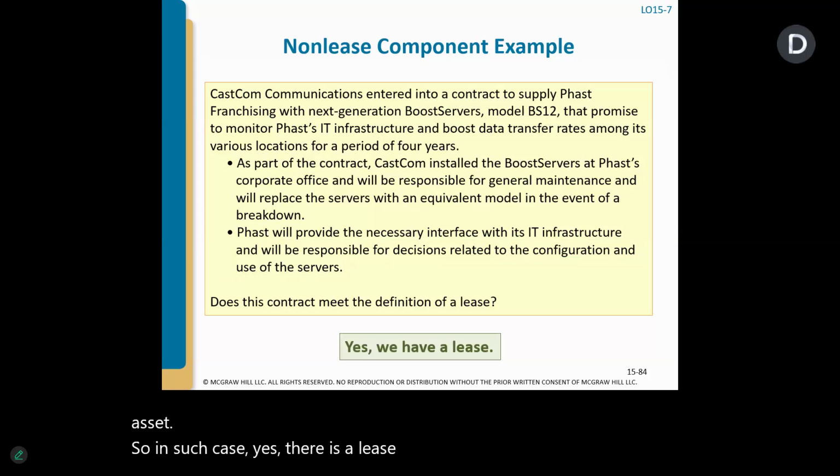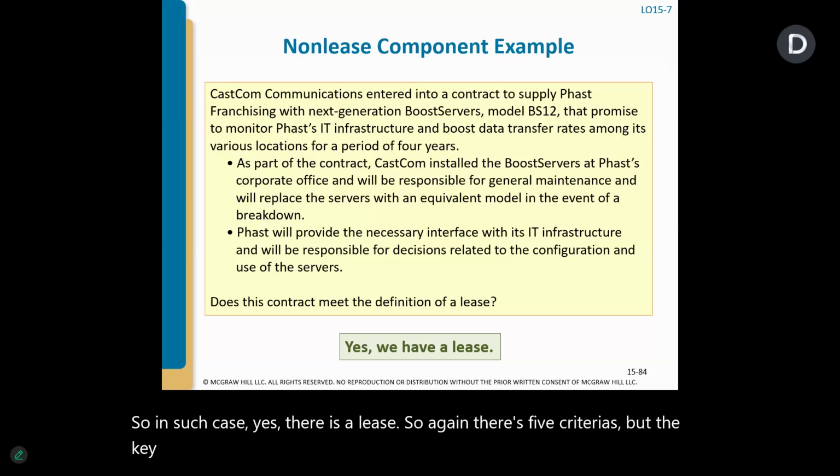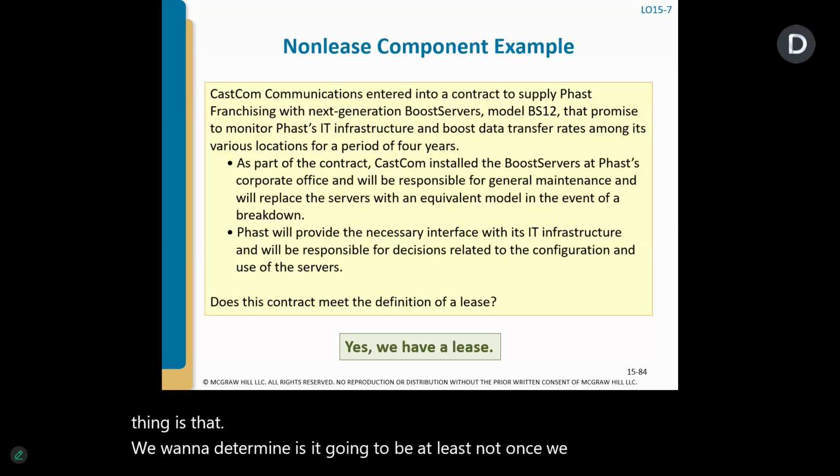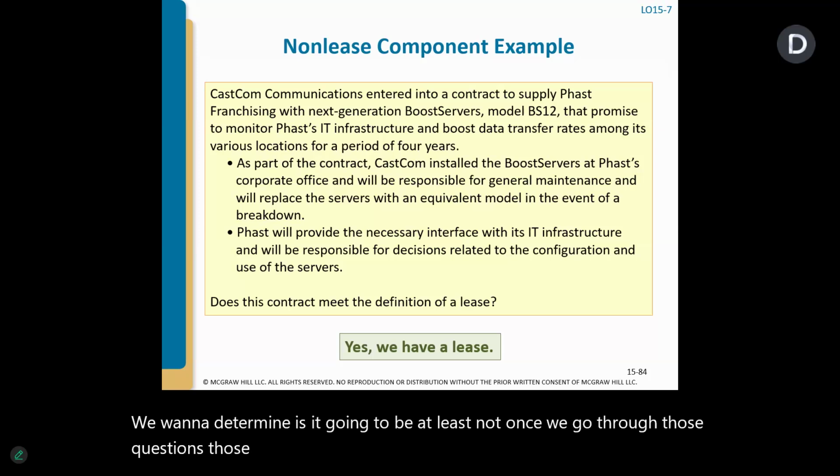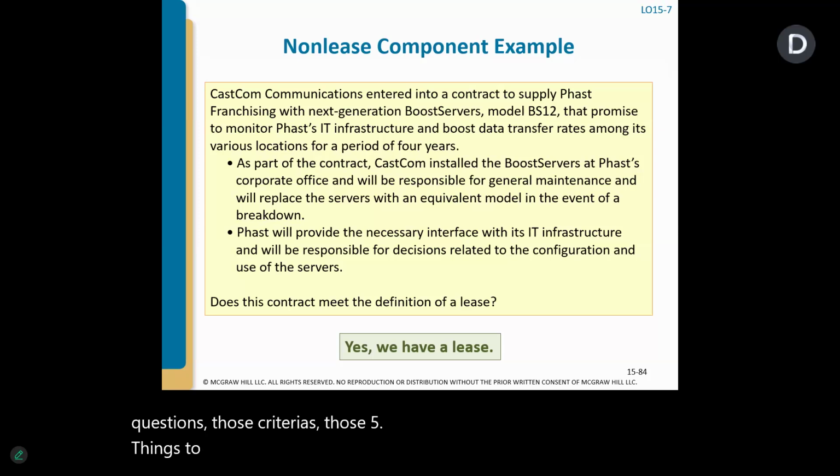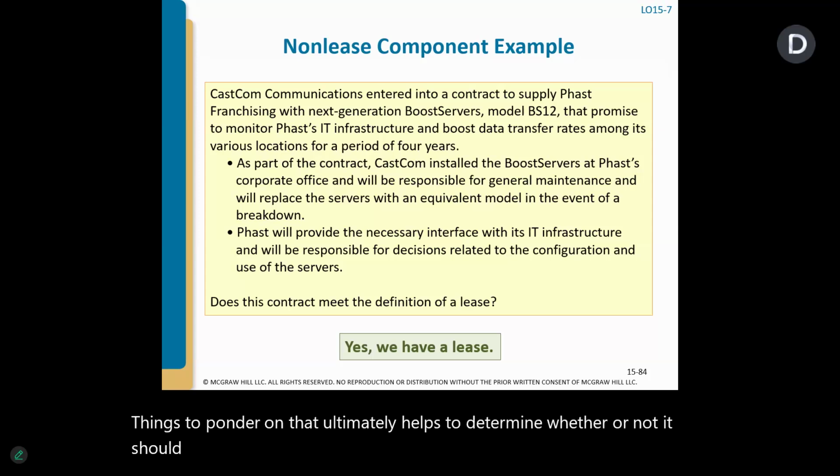Again, there are 5 criteria, but the key thing is that we want to determine whether it is going to be a lease or not. Once we go through those questions, those 5 criteria to ponder, that ultimately helps determine whether or not it should be treated as a lease.